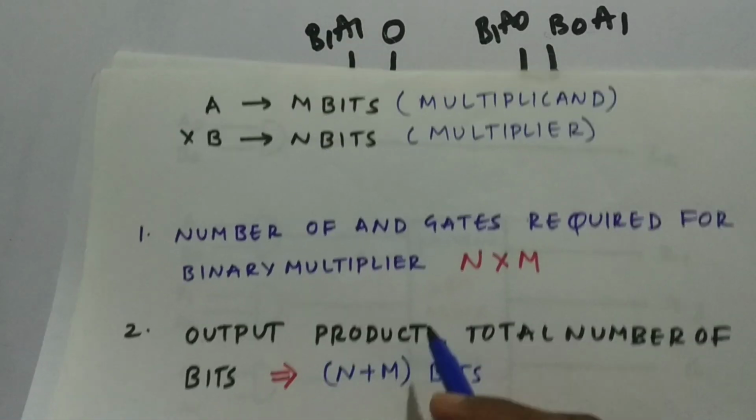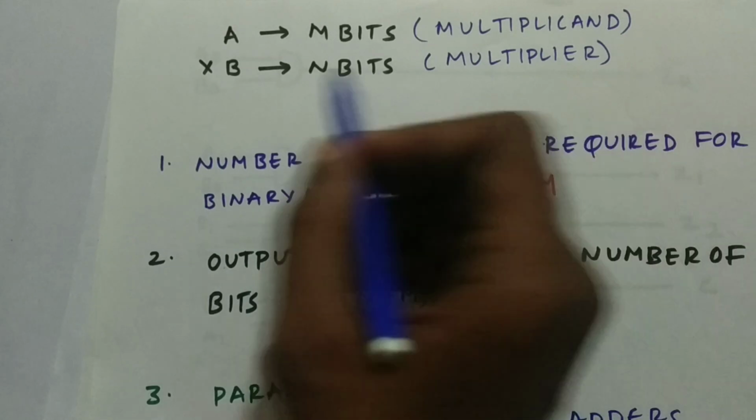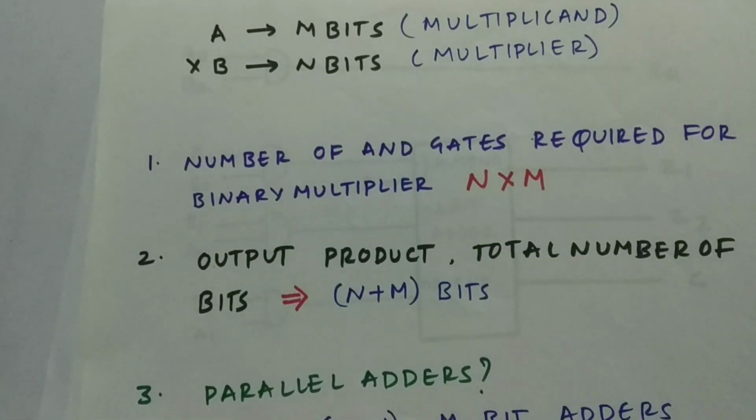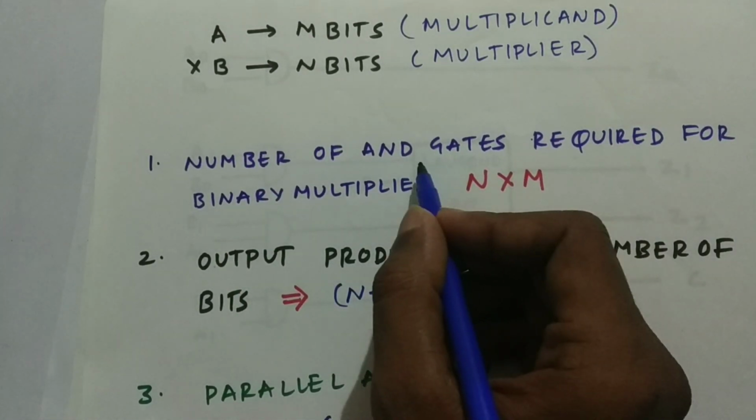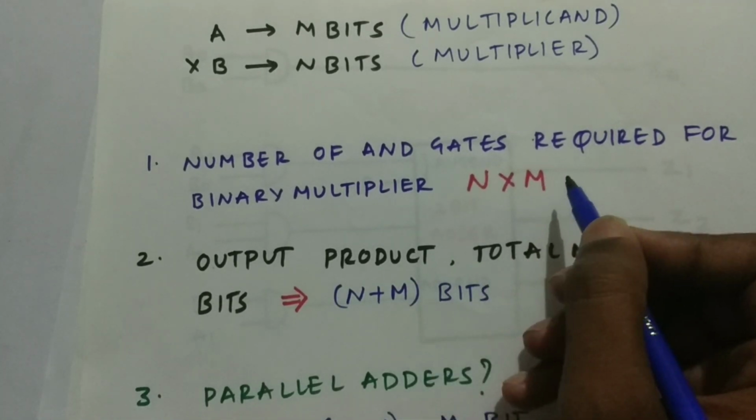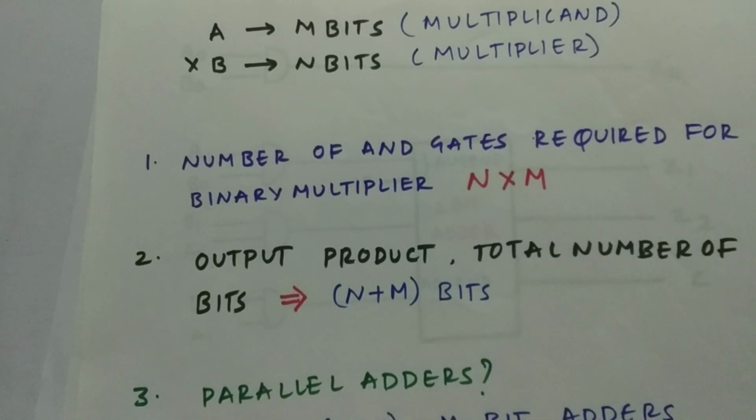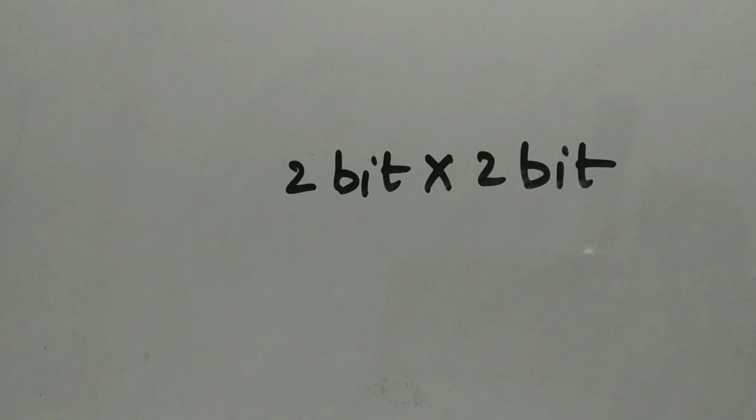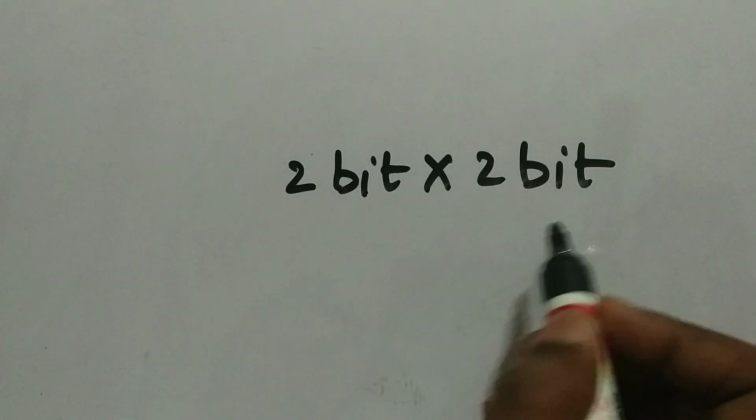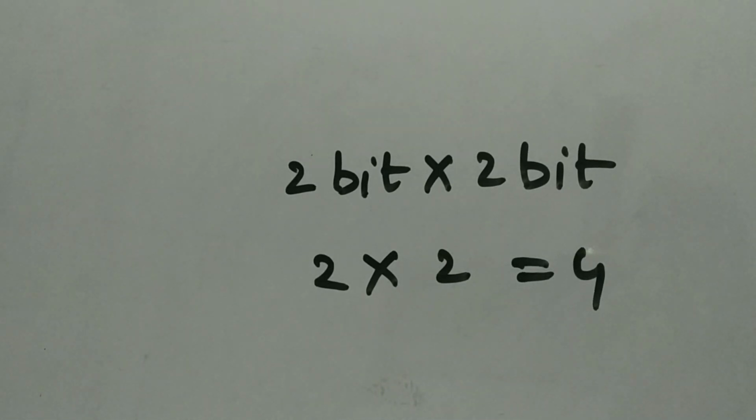Don't forget it. Let's say A has m bits, that is the multiplicand, and B has n bits, the multiplier. So the number of AND gates, that means the number of partial products in our multiplication, is n cross m. Our example is 2-bit into 2-bit. How many AND gates are there in 2-bit cross 2-bit? It's 2 cross 2, that is 4. So we require 4 AND gates.